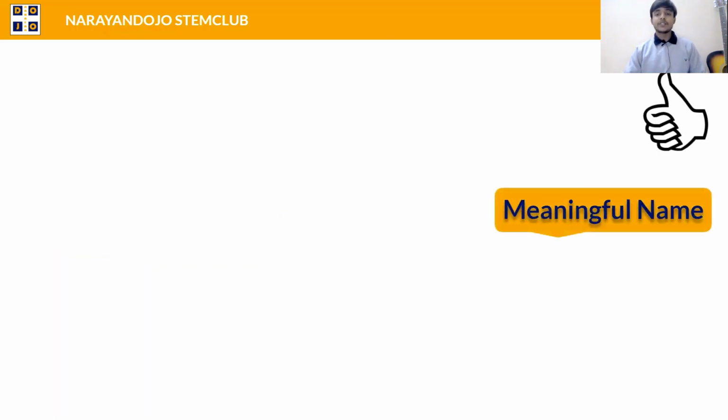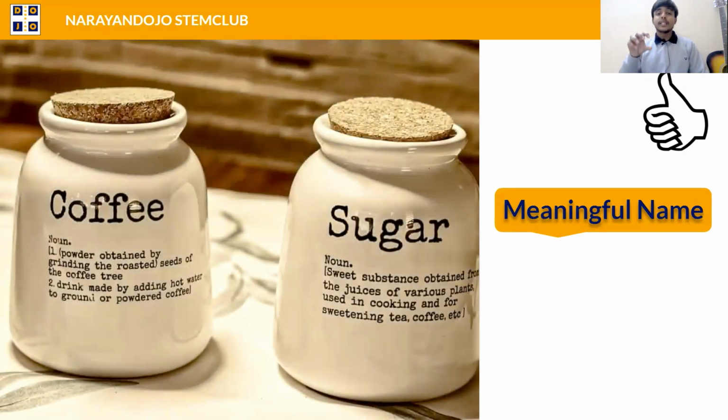And there is a tip: don't forget to add a meaningful name. If you are making any variable, just create a meaningful name. Like if we put something in a container, we put a label on it, like this one is for sugar and the other one is for tea or coffee. In the same way, create a meaningful name for the variable so that you will remember for which function or thing you created the variable.